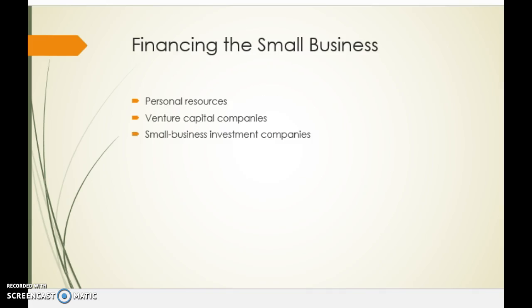Our final topic in the overall discussion of starting a new business will be financing. Personal resources are the most important source of money, about 2/3 of all money invested in small businesses. Venture capital companies are groups of small investors seeking to make profits from companies with rapid growth potential. They invest money, desiring partial ownership and possible representation on the board of directors. Small business investment companies also invest in companies with potential for rapid growth, but they are federally licensed to borrow money from the Small Business Administration.